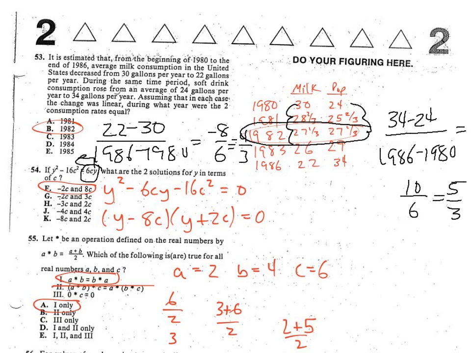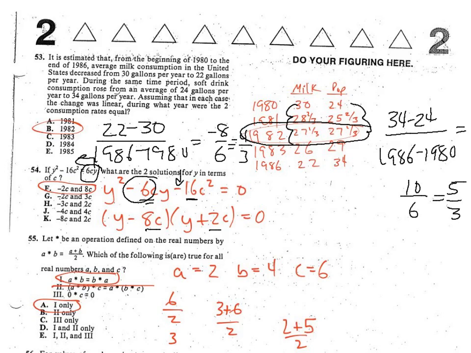For 54, I simply take 6c and subtract it over to the left side. I then have a trinomial where I look to factor. I'm looking for factors of 16 that subtract to be 6. That is 8 and 2. I needed them to combine to be a negative 6. So I would have a negative 8c plus 2c.